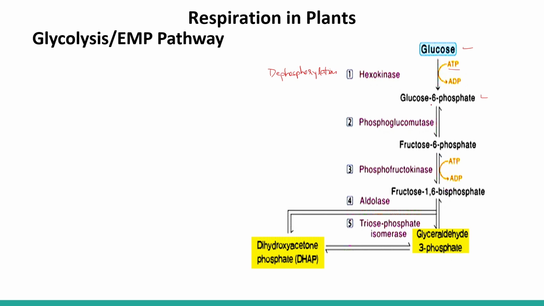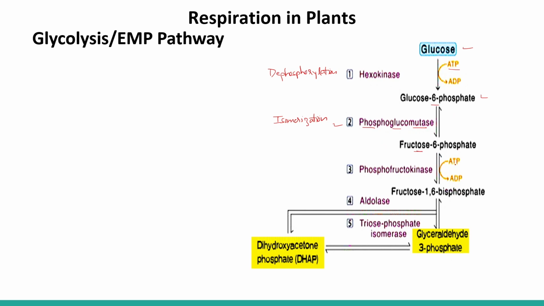Again, what happens? Glucose 6-phosphate is further converted into fructose 6-phosphate. The enzyme involved is phosphoglucoisomerase, and this step is an isomerization step. So what is happening? Glucose 6-phosphate isomerizes into fructose 6-phosphate.